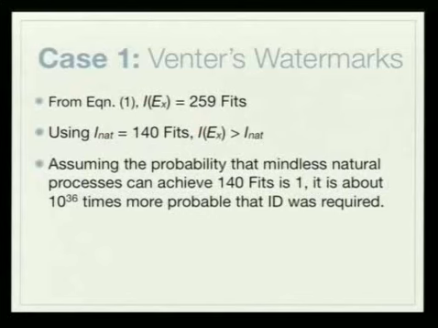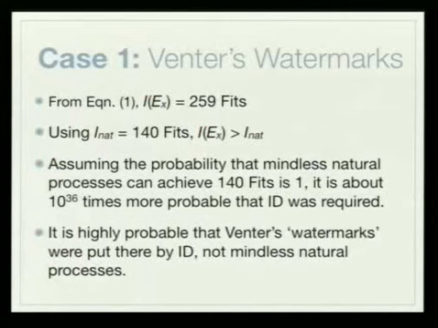obviously the amount of information required to produce the 5 watermarks in Venter's artificial genome is significantly larger than the amount of information nature could reasonably be expected to produce, and it follows that it's 10 to the 36 times more probable that Venter's watermarks were produced by intelligent design rather than natural processes.